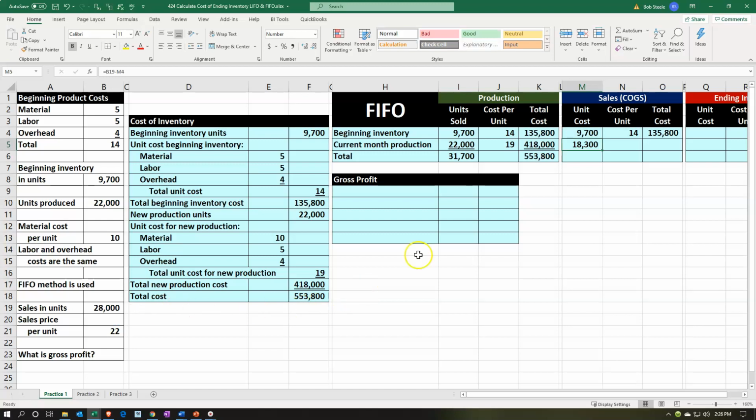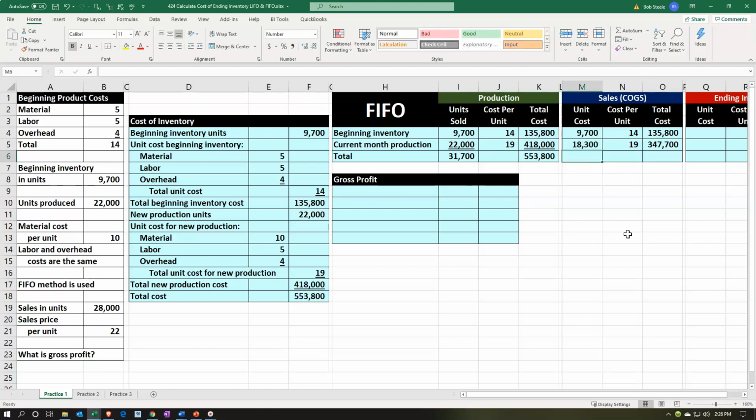That's going to give us the 18.3 of the 22,000 units that we produce later that we're going to sell, because these two then will add up to the 28,000, which is the number of units we sold, and we're going to sell them in accordance with FIFO, first in, first out. So we're going to be picking these up at the $19 per unit, multiplying this out, the 18.3 times the $19. There we have that.